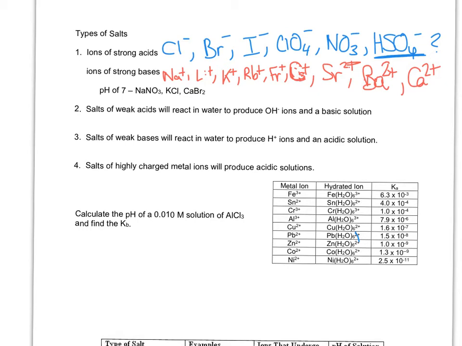So let's say you have a salt that is sodium nitrate. So you see, well, Na plus is an ion of a strong base. That does not undergo hydrolysis. NO3 minus, ion of a strong acid. That does not undergo hydrolysis. Since neither undergoes hydrolysis, the pH would remain at 7. Same thing with KCl, same thing with CaBr2. So those would be neutral salts.